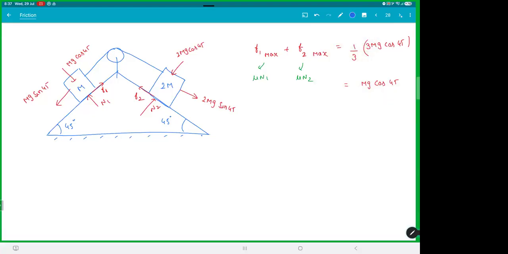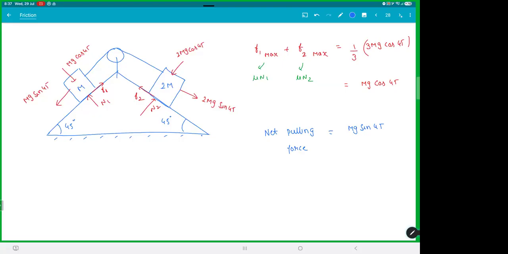And what about the net pulling force there? If you see, the net pulling force is also mg sin 45. That means the friction exactly balances it. So both are equal. The system will not move. Acceleration is 0. Is that making sense, everyone?